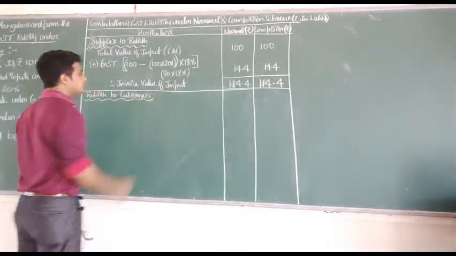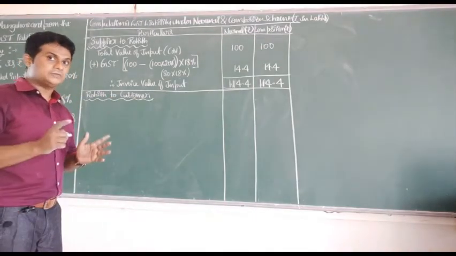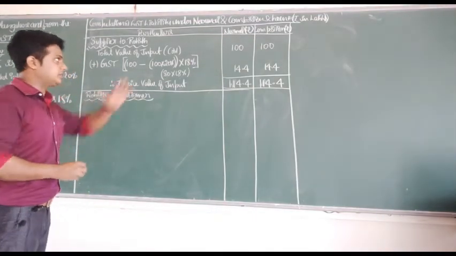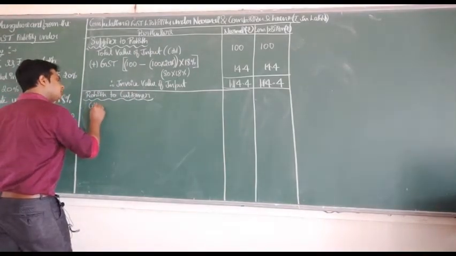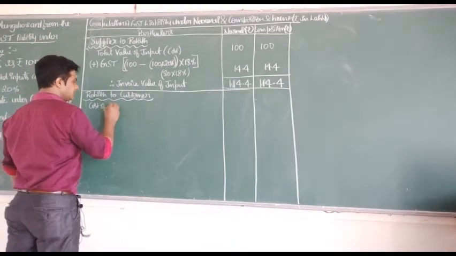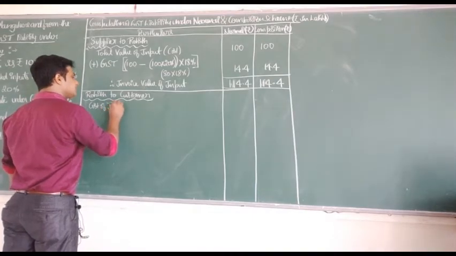So first we have to calculate the cost. So we have to find the cost for Rohit in case of normal scheme and composition scheme. So cost of Rohit's input.